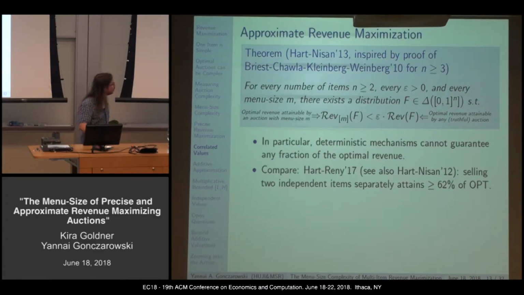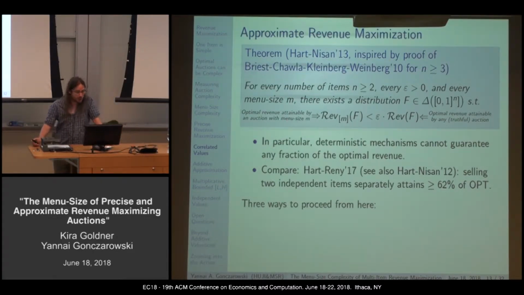And this should be compared to a result by Hart-Rennie, also Hart-Nisan 12 before that for a slightly weaker fraction, showing that for 2 items, if they're independently distributed, not correlated like here, selling separately gives at least 62% of the optimal revenue. That's a lot, right? Selling separately is a menu size of 3. And that gives you 62% of the optimal revenue. You move to correlated, you get nothing. So once again, what do we do?